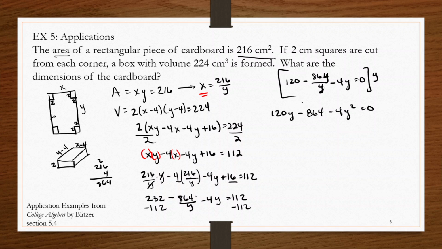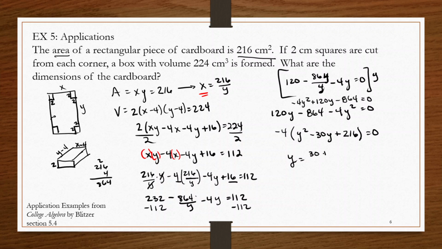Okay. Now I need to solve this. I can use the quadratic formula. I do notice that they're all divisible by 4. I also notice that I might want to rearrange them. So I'm going to put negative 4y squared out front. And so I'll get y squared minus 30y plus 864 divided by 4 is going to get me 216. And now I can use the quadratic formula.